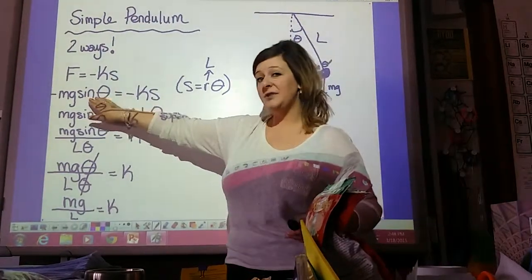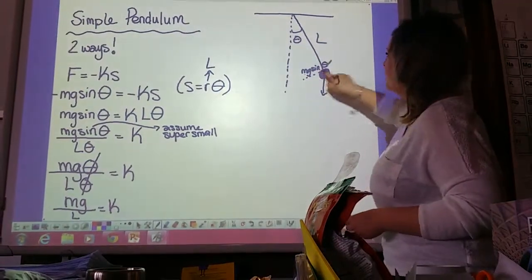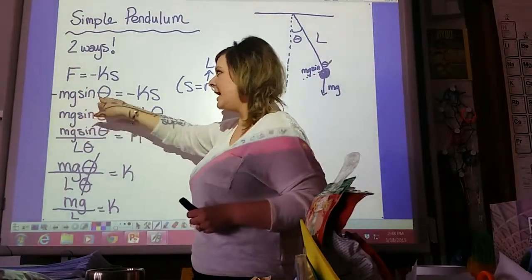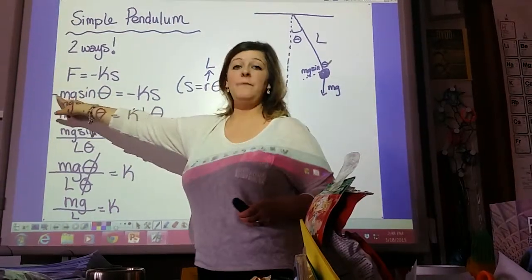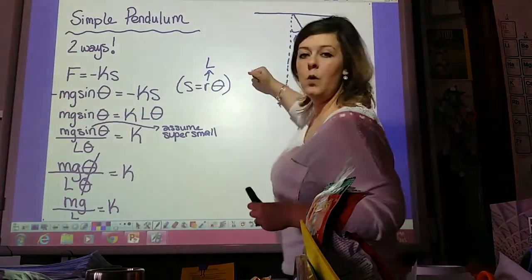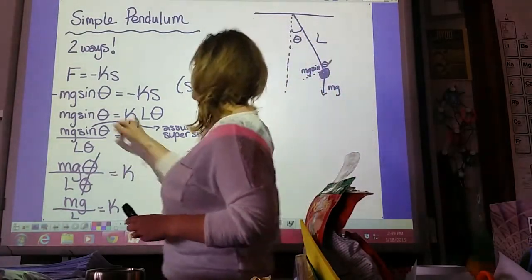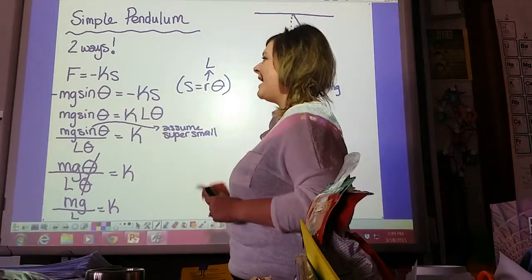The force that's causing it to move is that component force that's perpendicular to L. So I said that's mg sine theta. I called it negative though, because it's making it go in that counterclockwise direction. So hopefully that makes sense as well. And that's going to be equal to negative Ks.